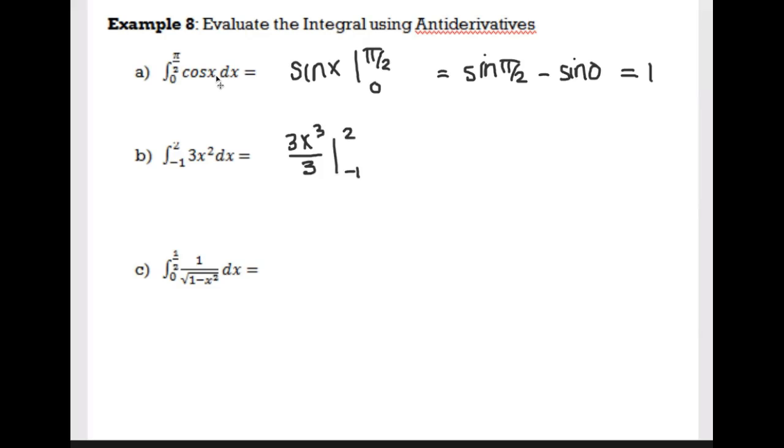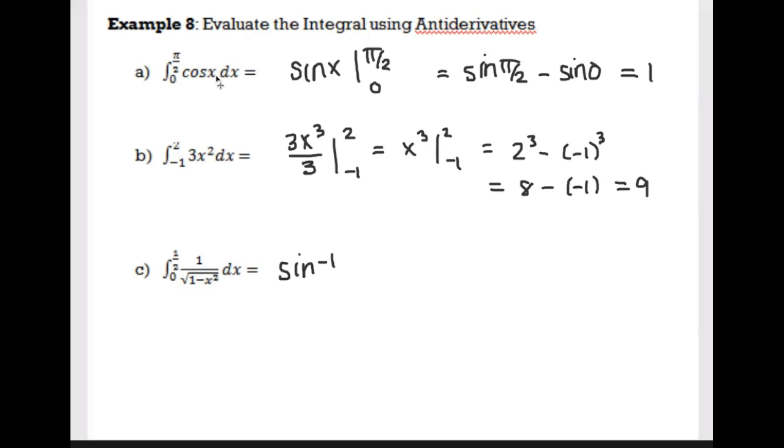So again, you add 1, divide by your new 1, so you get x cubed being evaluated from 2 to negative 1. And then it's always upper minus lower. So we get 8 minus a negative 1, which becomes 9. And you can cross out C, because again, that is an inverse trig function.